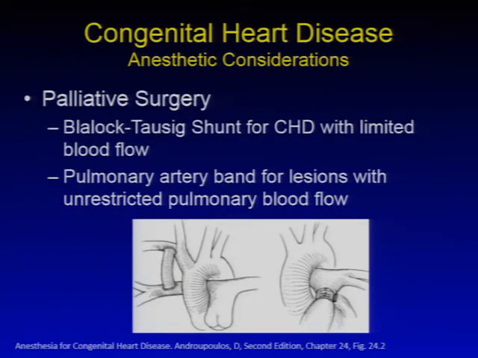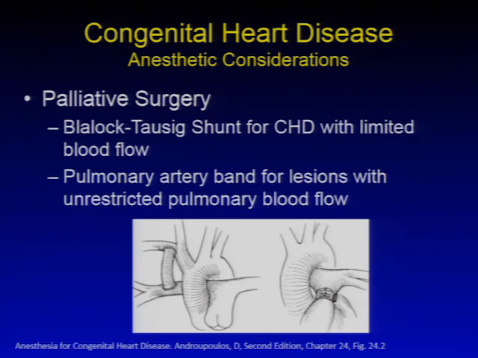The types of palliative surgery that typically occur in children with congenital heart disease are mainly a Blalock-Taussig shunt or pulmonary artery banding. A Blalock-Taussig shunt, as shown in the picture on the left, is essentially a Gore-Tex tube which allows additional pulmonary blood flow to be shunted into the pulmonary artery from either centrally or, as shown in the picture, from the subclavian artery. This allows for increased pulmonary blood flow in children with restricted pulmonary blood flow.